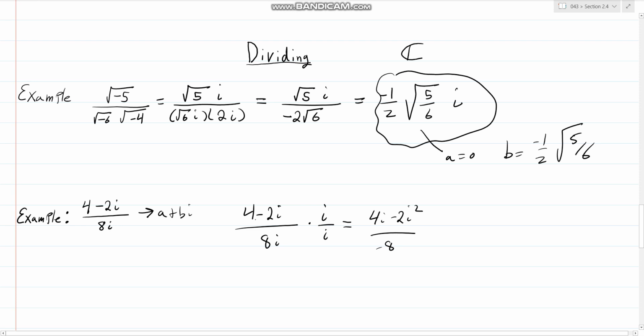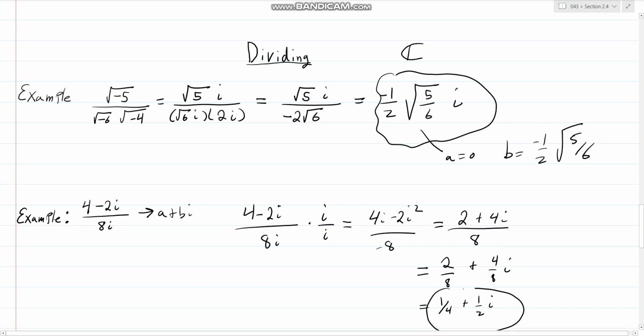And then I distribute this i here. So I get 4i minus 2i squared. And that's going to become positive 2 plus 4i over 8. And now I can do something we learned a long time ago, which is called splitting the denominator. So I have 2 eighths plus 4 eighths i, and 2 over 8 is 1/4, and 4 over 8 is 1/2 i. And so this would be the final answer, and this is a equals 1/4 and b equals 1/2.